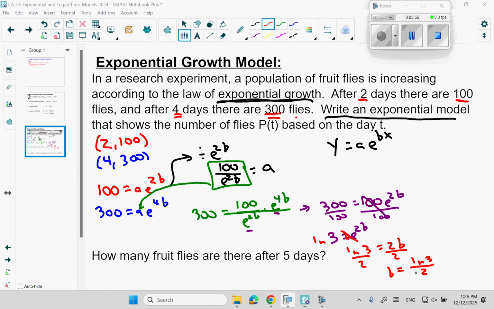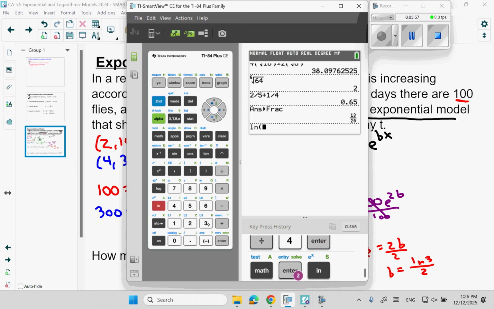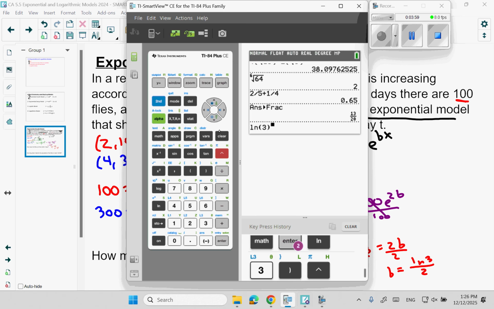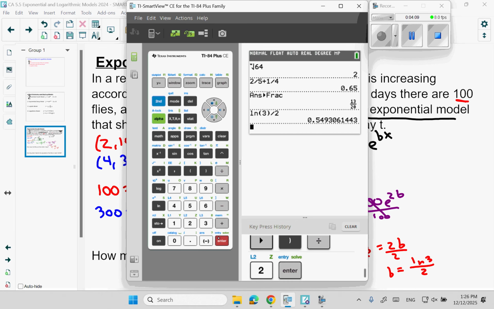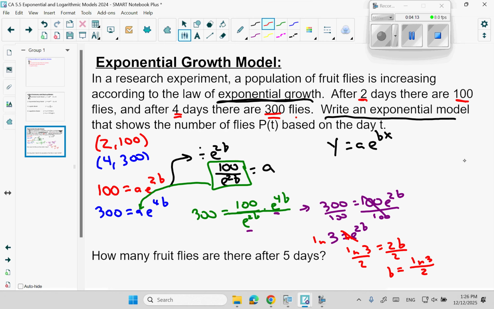You could type that in your calculator. So natural log of 3 divided by 2. Oh, you've got to close your parentheses, though. Don't forget that step. And you could put this as a decimal. I'm just going to leave it as exact values. I think it's easier to work with.